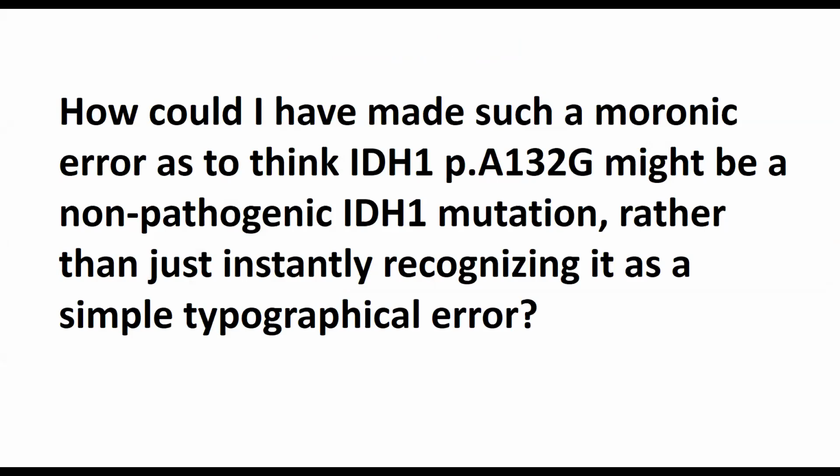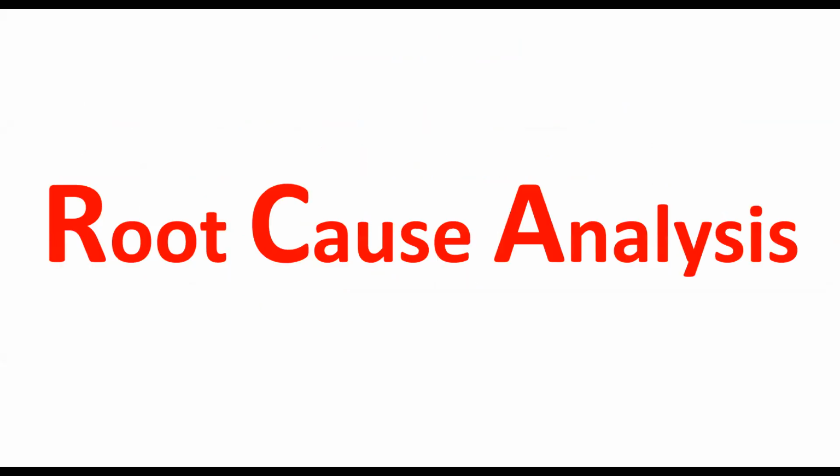How could I have made such a moronic error as to think IDH1 p.A132G might be a non-pathogenic IDH1 mutation, rather than instantly recognizing it for what it was, a simple typographical error? How did it happen? Let's do an RCA, root cause analysis. This is extremely common, mandatory in industry. Every successful company does RCAs for major disasters.